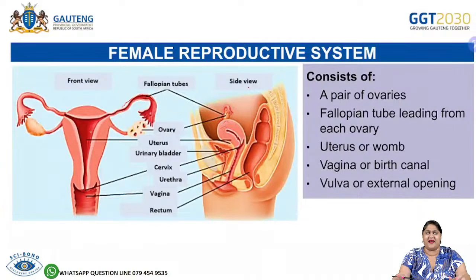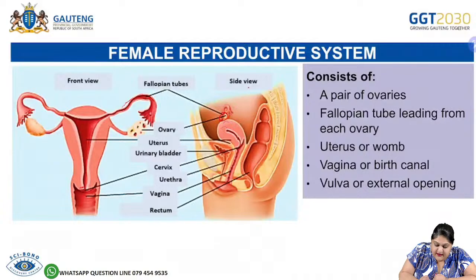So in the female, the side view and the front view look very different. Make sure that you've exposed yourself to both of them. Then we've got a vagina or a birth canal, and we've got the vulva or external opening. And we also have a cervix. The side view is a little bit more complicated, so let's have a look at what we're looking at.